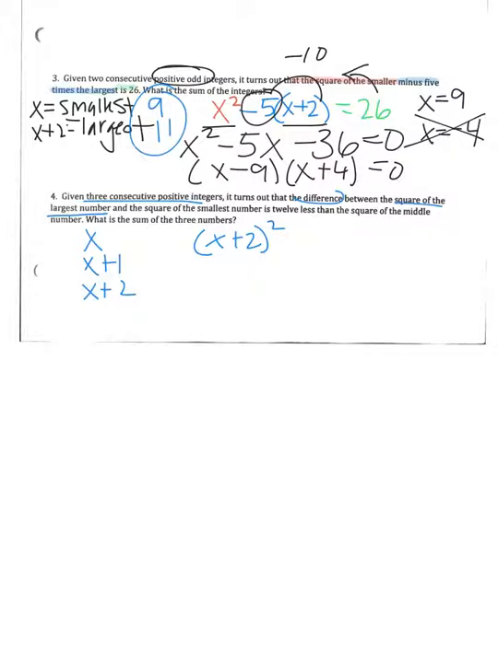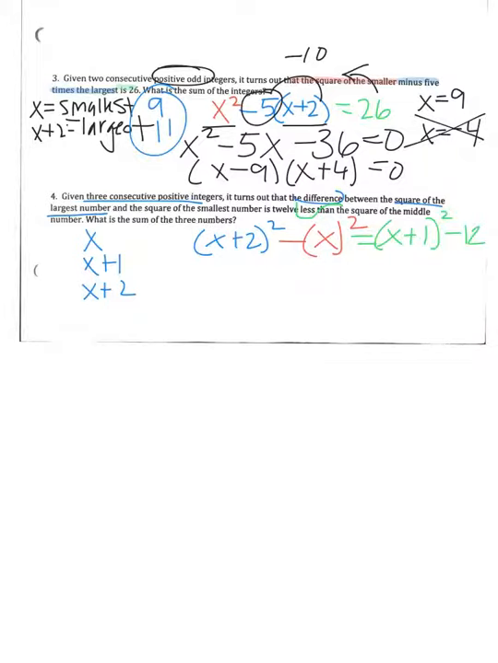And this was difference, subtraction, the square of the smallest number, which is x squared, is 12 less than the square of the middle number. Well, to show 12 less than the square of the middle, that would be x plus 1 squared minus 12. Remember, this word, less than, is a turnaround word, so that means the square of the middle has to come first, and the minus 12 comes after that.